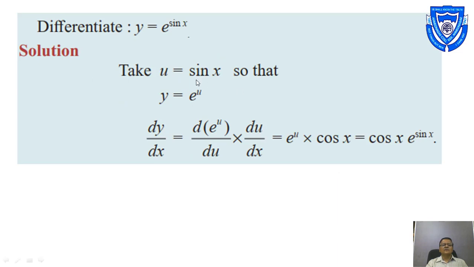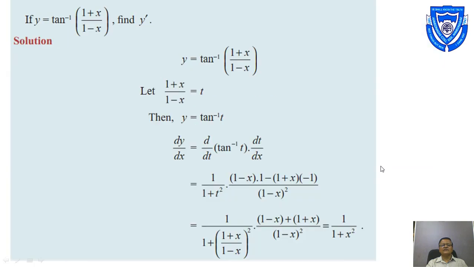Another sum, differentiate y is equal to e raised to sin x. We know the derivative of e raised to u is e raised to u. So the derivative of e raised to sin x is e raised to sin x into derivative of sin x. If we call this sin x as u, then it is the derivative of e raised to u into derivative of u. E raised to u into cos x. This cos x is the derivative of sin x. So we simplify this and get the answer.